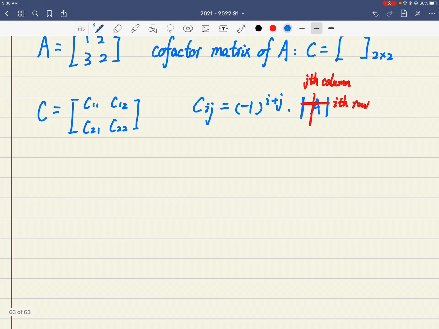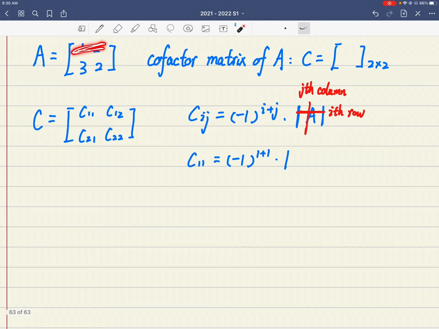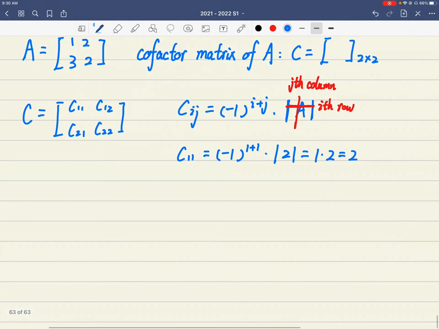Okay, for example here, Cij. So here we have 4 entries. Let's do it one by one. C11 is negative 1 to the power of 1 plus 1, times the determinant of A after you delete the ith row. Now i is 1, so you need to delete the first row, and then j is 1, so you need to delete the first column. So the remaining part is just 2. Here it's just a number, but you can also treat a number as a 1 by 1 matrix. So the determinant of a 1 by 1 matrix is just the value itself. So it's 1 times 2. It's 2. Okay, for the other 3 entries, you do the same thing.